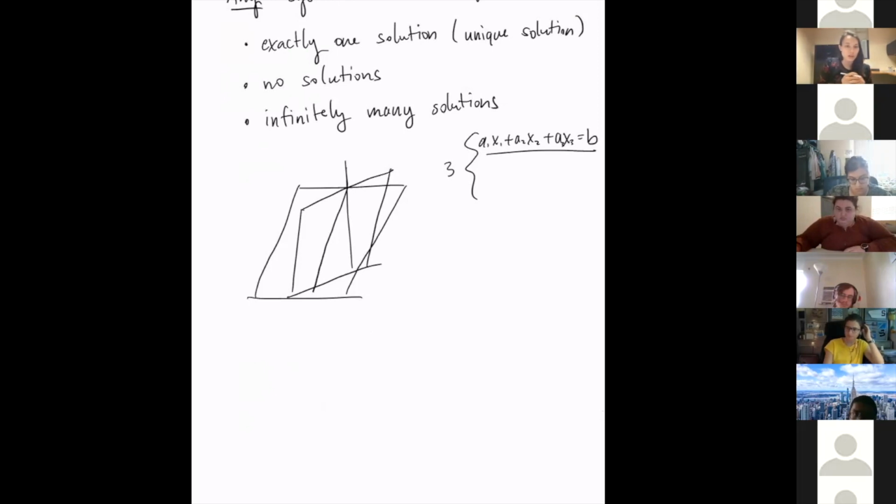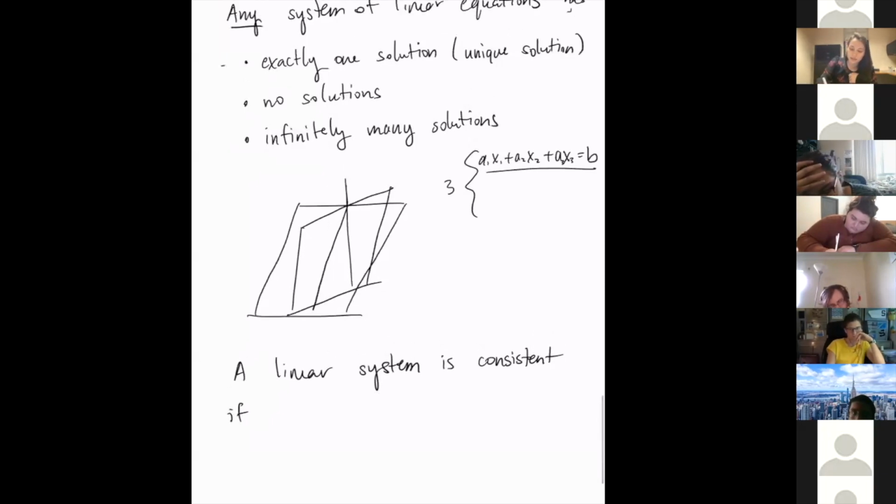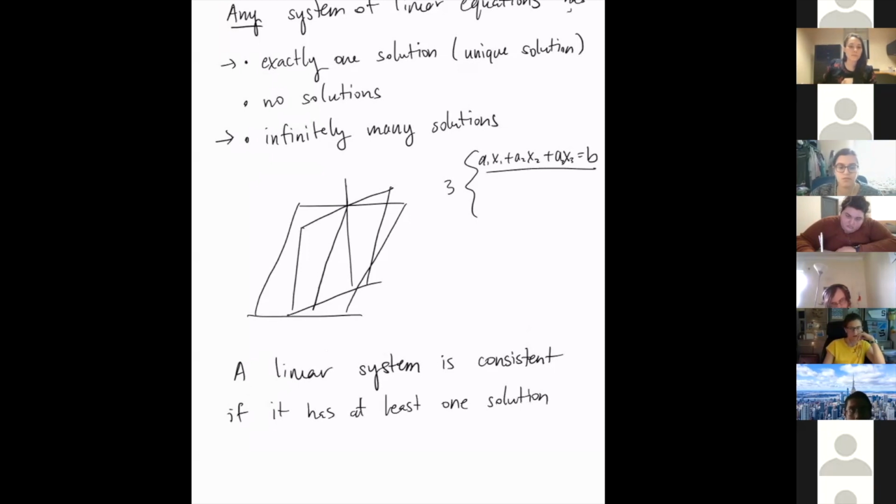Okay, so some more definitions now. A linear system is said to be consistent if it has at least one solution. So if we're in the case that you get exactly one solution or infinitely many solutions, in both of those cases the system is consistent. Otherwise, if it has no solutions, then we say it's inconsistent.